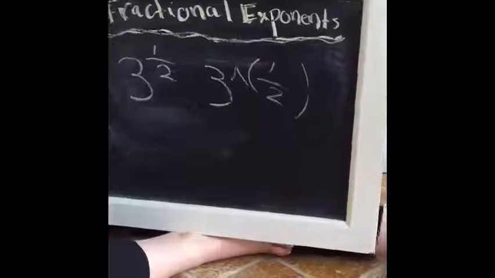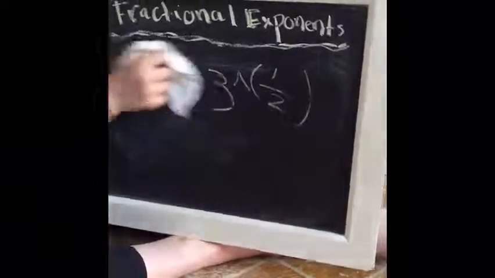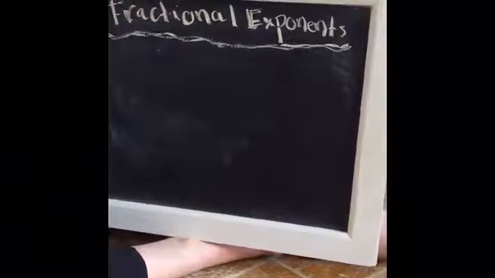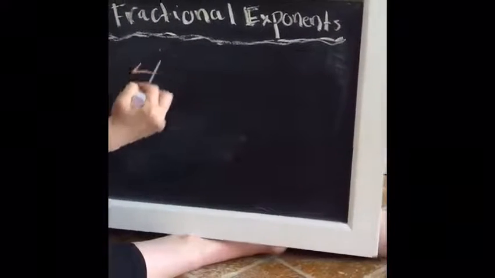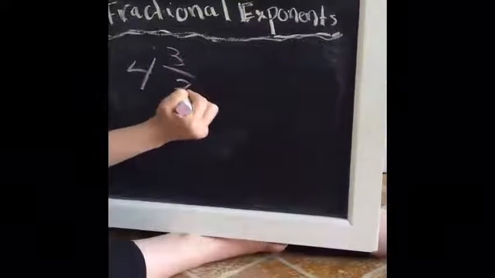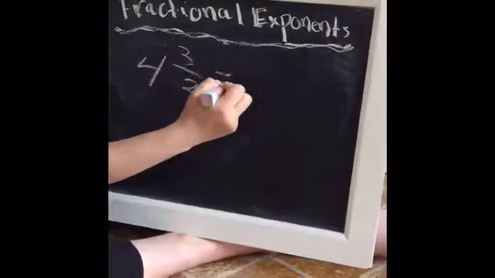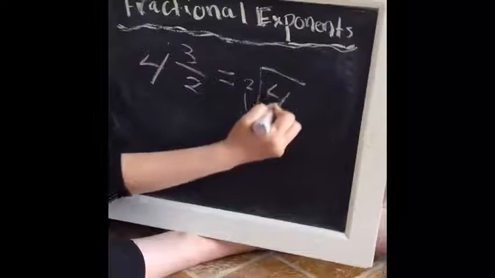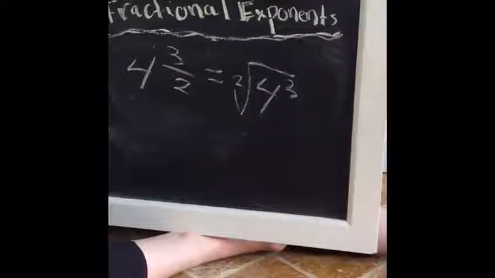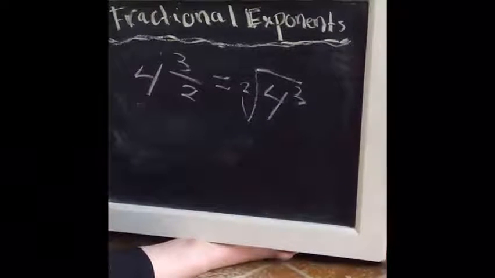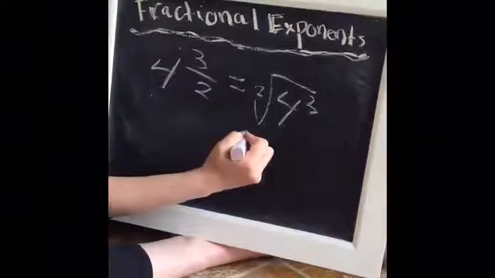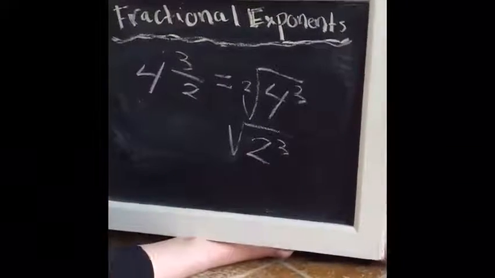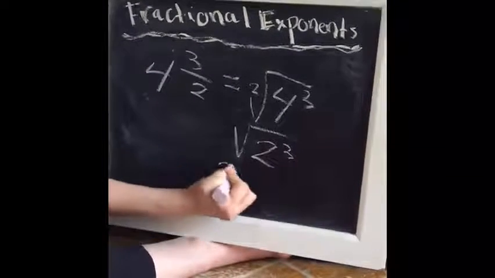Well, let's say we didn't have a calculator and we had to use our brains, then let's try it. So if you had 4 to the 3 over 2, you would get the square root of 4 to the third. First, you square root the 4, which would equal 2. So that would be 2 to the third. And then you raise it to the 3rd power. So that would equal 8. And there's your answer.